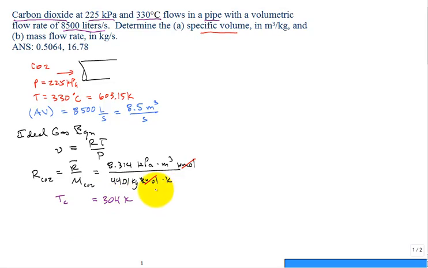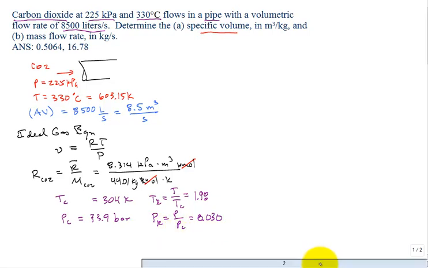So T sub R, the actual temperature divided by the critical point temperature, comes in at 1.98. Likewise, the critical point pressure is 73.9 bar. And so P sub R, the actual pressure divided by the critical point pressure for the CO2, comes in at 0.030. So this is an extremely low P sub R.